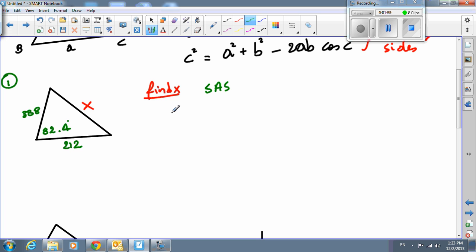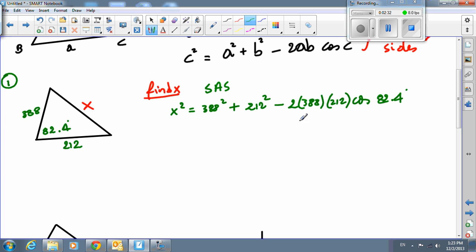To find that value of x, I will start by saying x squared is equal to 388 squared plus 212 squared, meaning the squares of the other two sides, minus 2 times 388 times 212, multiplied by the cosine of the angle in between 388 and 212, which is 82.4. Of course, that's in degrees.